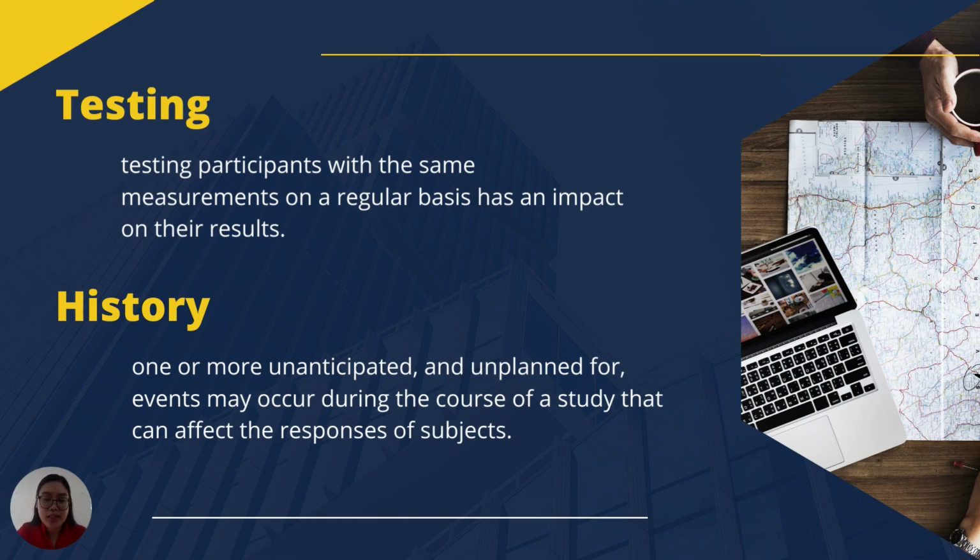One or more unanticipated and unplanned for events may occur during the course of a study that can affect the responses of the subjects. A past event may directly or indirectly influence the result of research through the participant. So a natural disaster or politics could have an impact on the participants if they have experienced some natural disasters or their political beliefs.